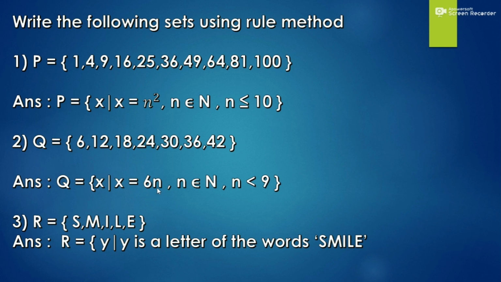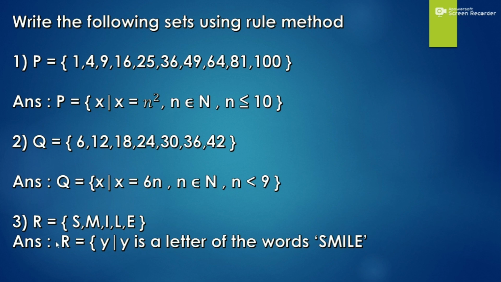If you put here 8, then 6 into 8 is 42. This belongs to the set Q. But here n is less than 9. Therefore we cannot take 9 in 6 into 9, because here the condition is that n is less than 9. Then third example, it is R is equal to the set of s, m, i, l, e.